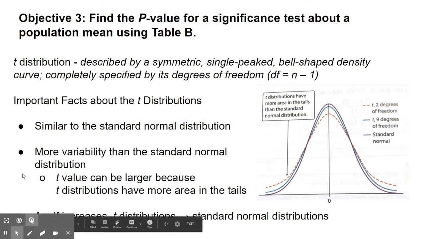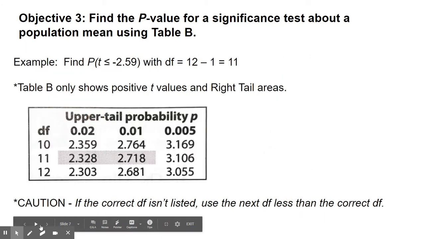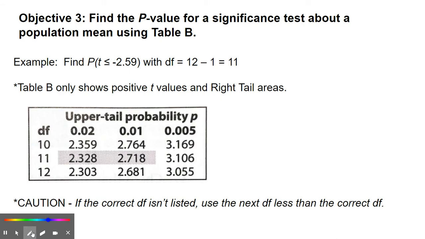Just know that you have to use a t distribution for your means. So again, here's our example. Let's find the probability when t is less than or equal to negative 2.59 with degrees of freedom of 12 minus 1 equals 11.